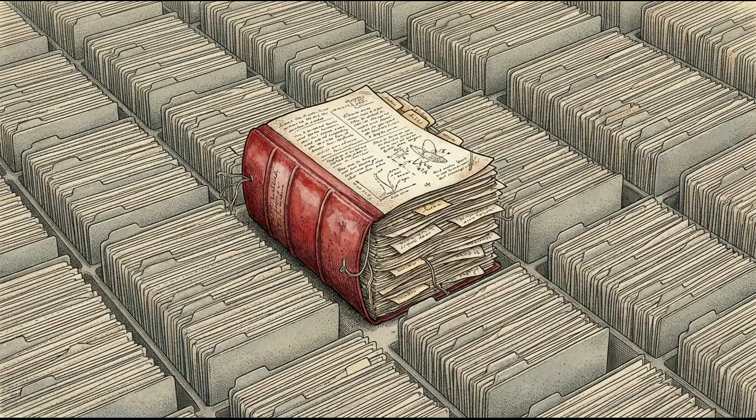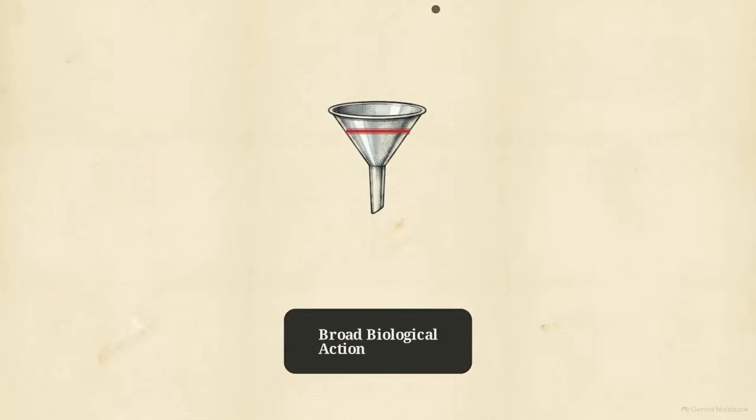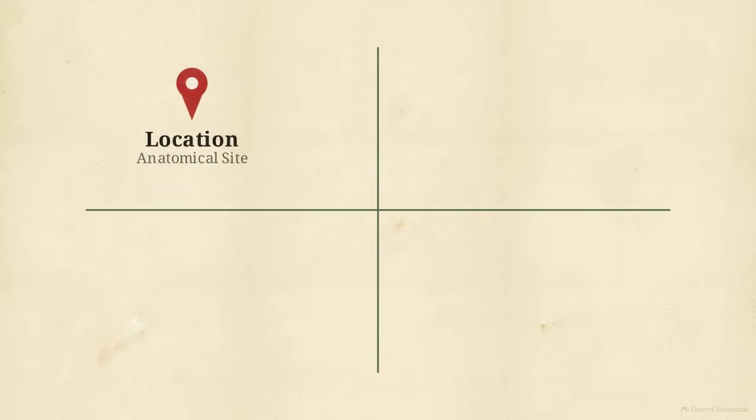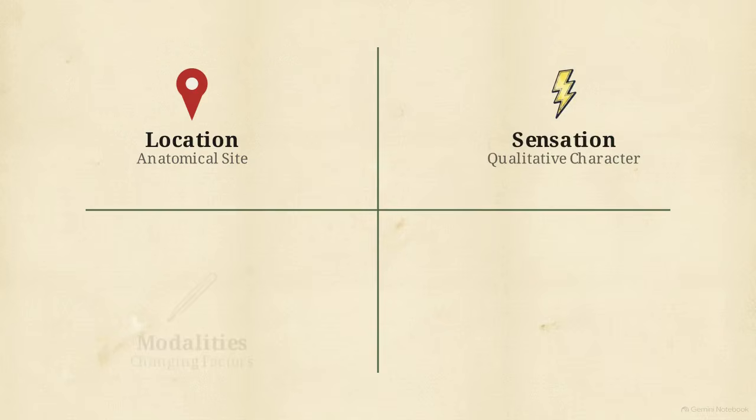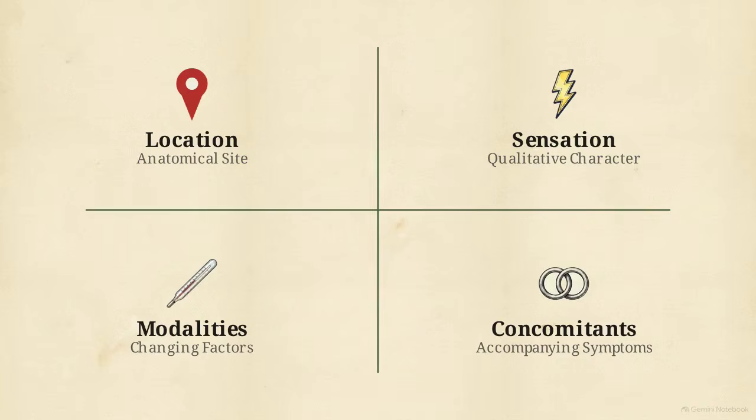The focus instead is the characteristic symptom. This is a peculiar, uncommon complex with high individualizing value. Frequency describes occurrence, but characteristic specificity guides remedy selection. The funnel separates broad biological action from unique medicinal signals. This raw data must meet 4 pillars: location, sensation, modalities that change the symptom, and concomitants that accompany it.